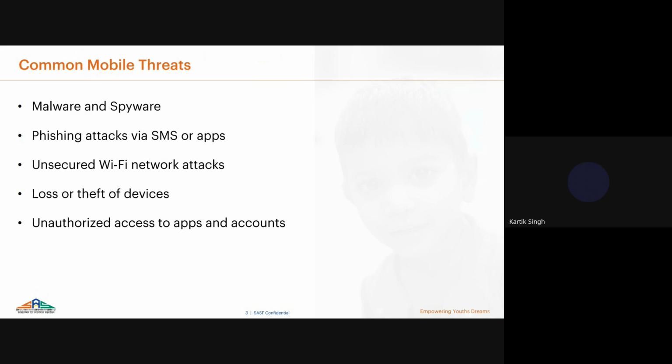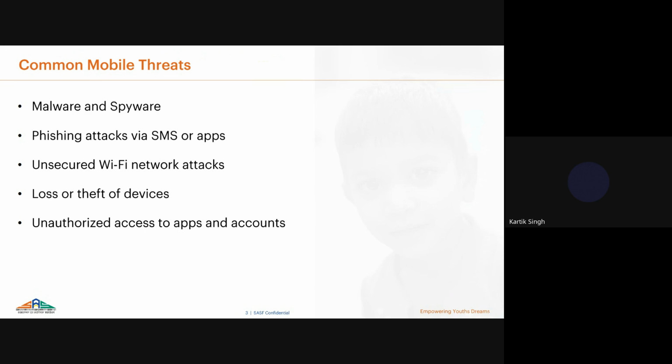Phishing attacks via SMS or apps. You will be spammed with messages with links and attachments that, once you click on them or download them, you will be prompted with several pop-ups that ask you to enter information. So that is how phishing and malware and spyware attacks happen.